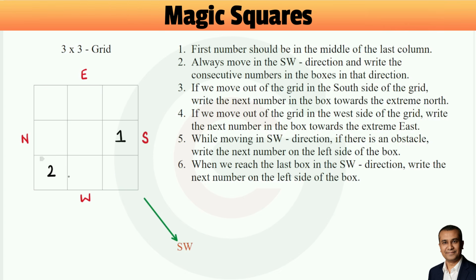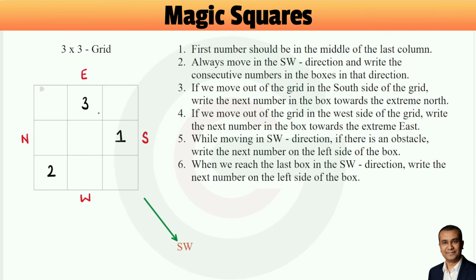Again from 2, we have to move in the southwest direction. So here again we have moved outside of the grid. And now rule number 4, if we move out of the grid in the west side of the grid, we have to write the next number in the box which is towards the extreme east side, that is towards upwards. So here we have to write 3.